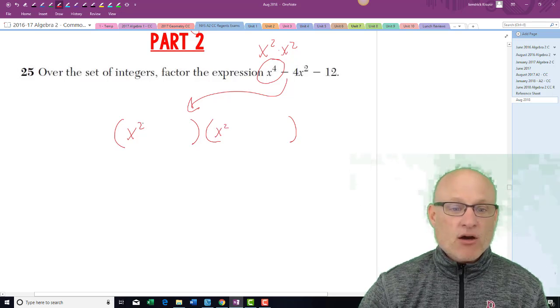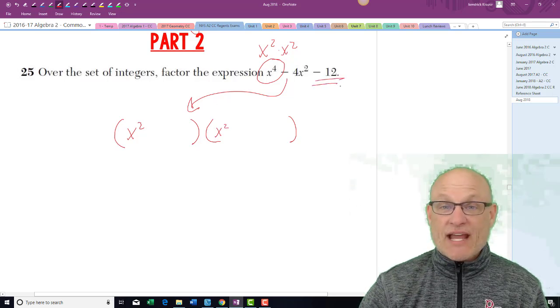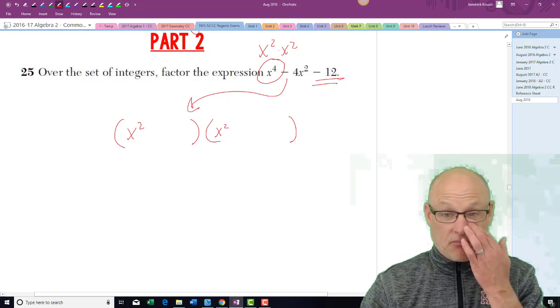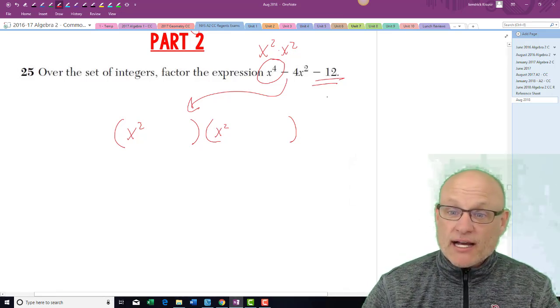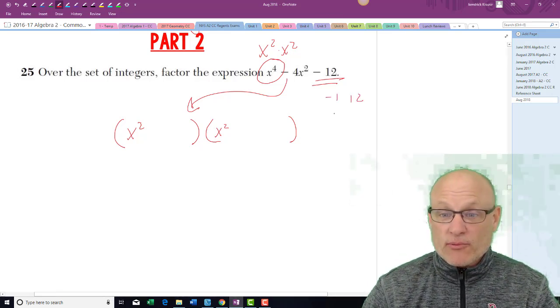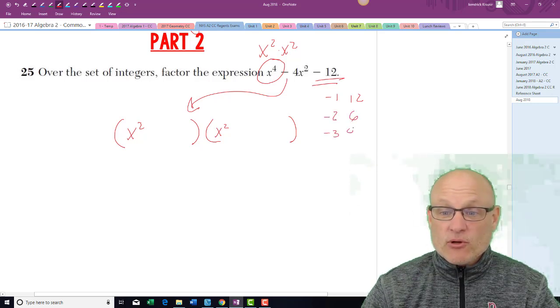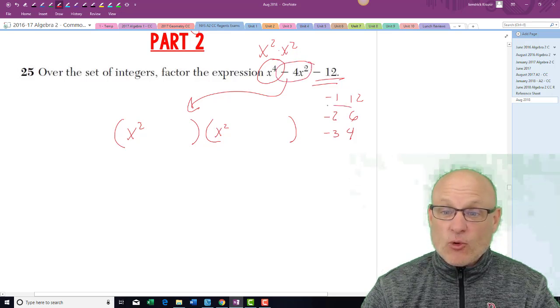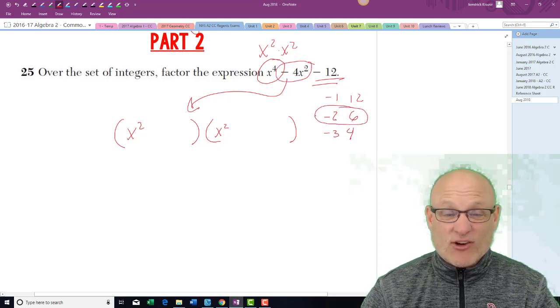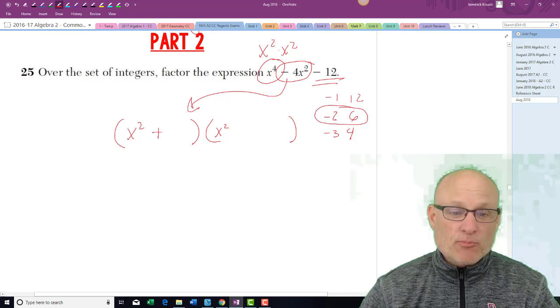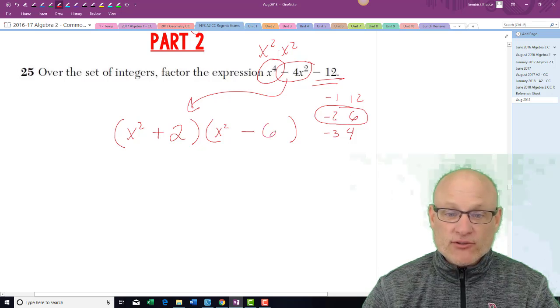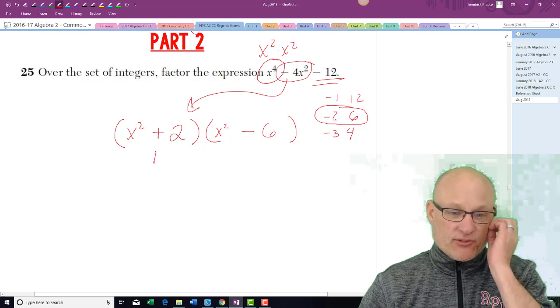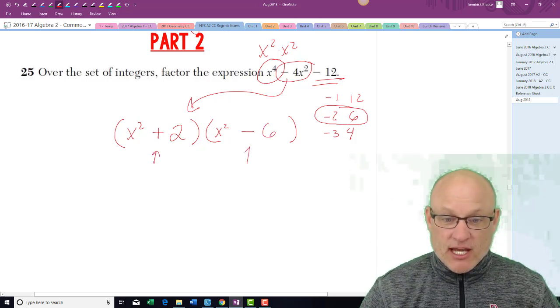All right. Now, how do I multiply to negative 12? Well, there's a couple of different ways to multiply to negative 12. I can do negative 1 and 12, or flip that. I can do negative 2 and 6. I can do negative 3 and 4. Which one is going to have a difference of 4? Now, it's this one, but the signs are all messed up. So we're going to go with positive 2 and negative 6. Now, this can't be factored anymore, and this can't be factored anymore.